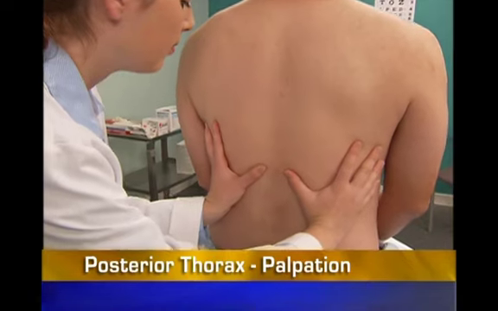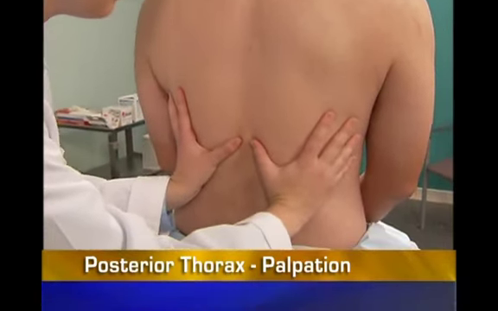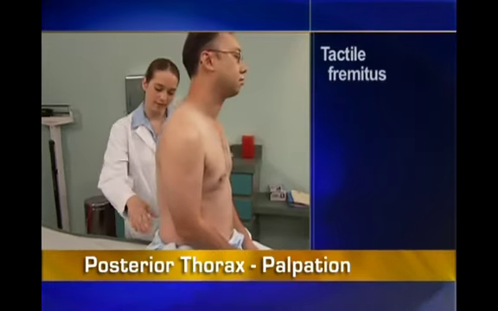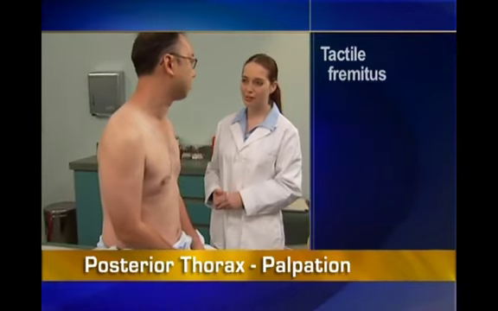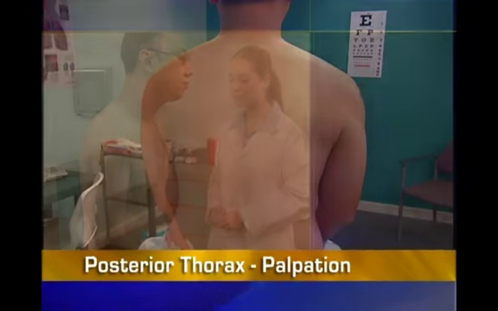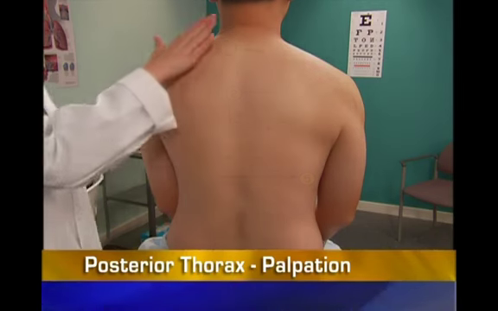Ask the person to take a deep breath. As he inhales, your thumbs should move apart symmetrically. Next, palpate for tactile fremitus, using the ball of your hand while the person repeats a resonant phrase, such as 99 or blue moon. Following a consistent pattern, palpate systematically, beginning over the lung apices.